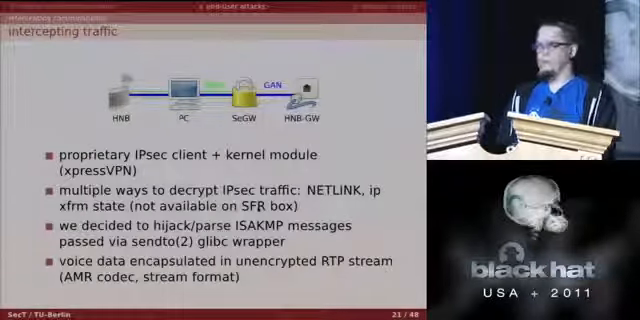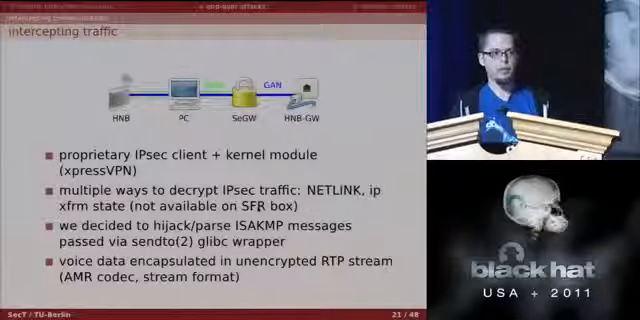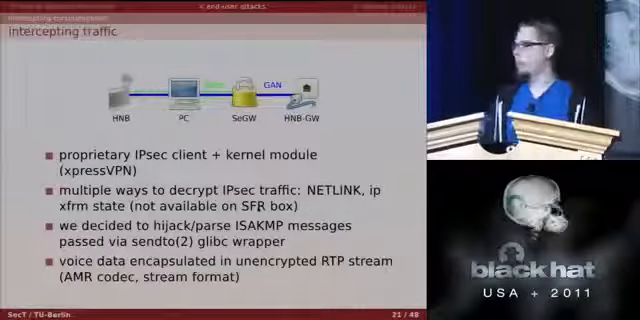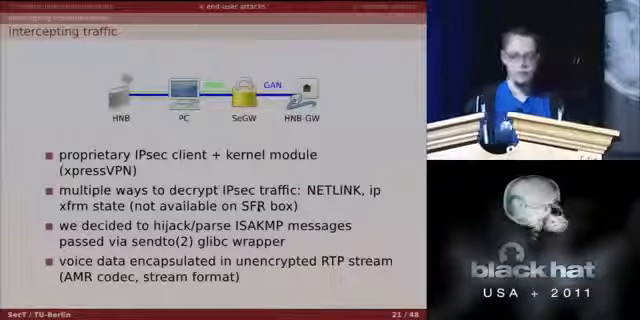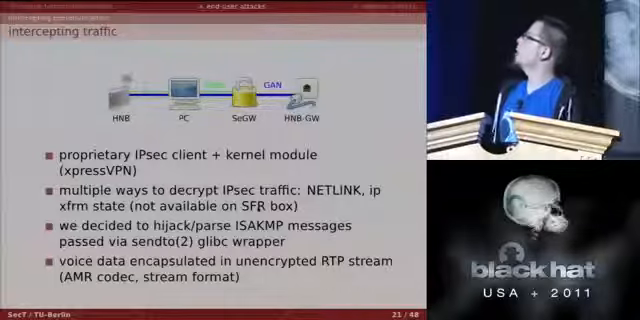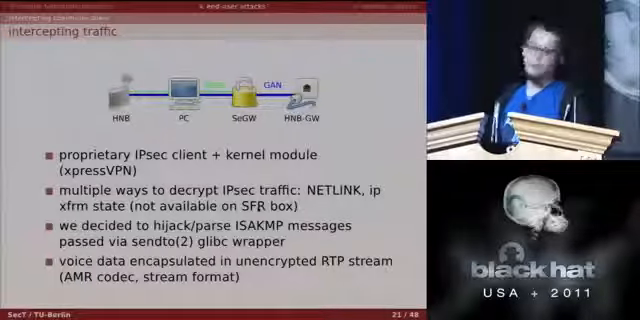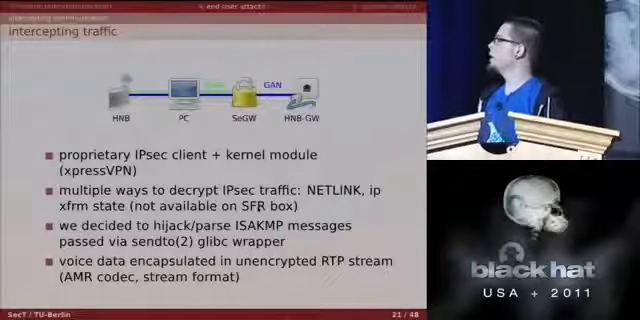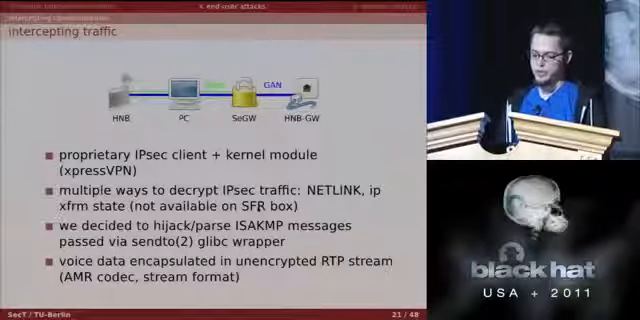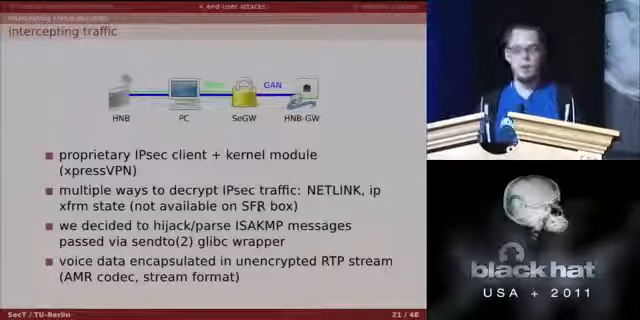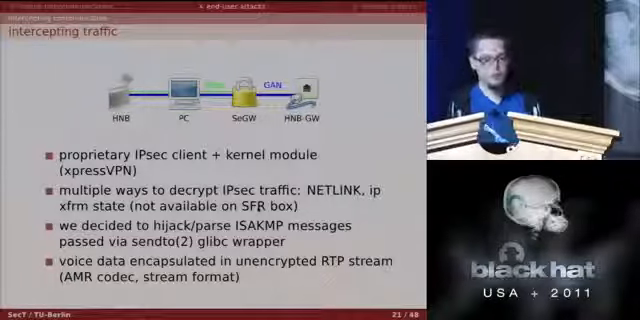Like I said, IMSI catchers are usually used to intercept traffic. So let's check how traffic is actually passed to the network in the case of this device. On the left side, you have the HMB, the femtocell, which is connected to a PC, which is used by us to intercept the traffic. And the IPsec tunnel is established to the security gateway. On the box, this is done with a proprietary IPsec client and a kernel module.